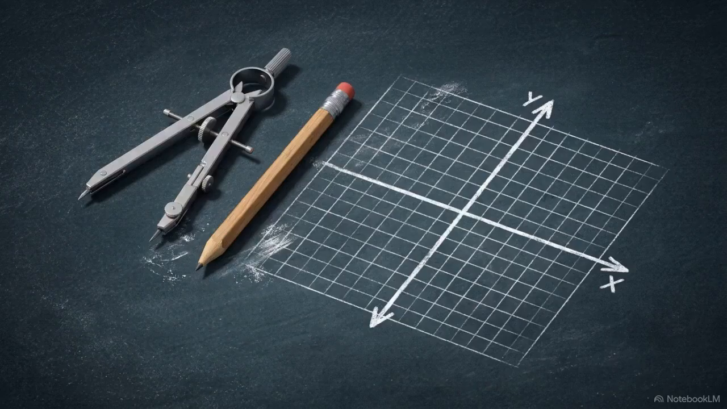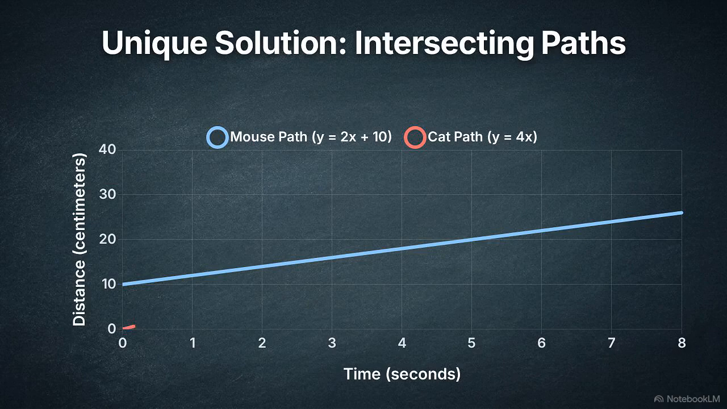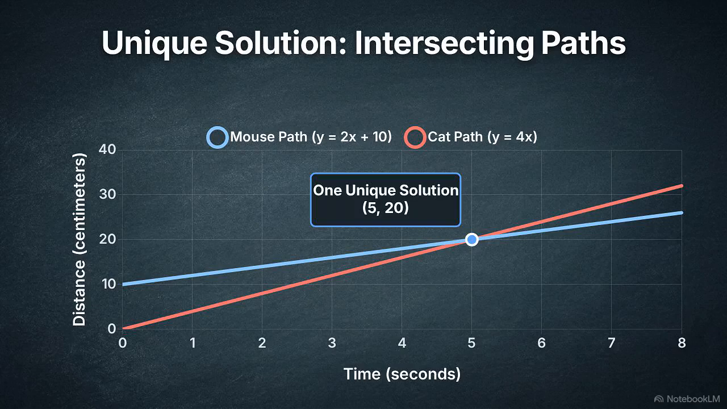We can take this algebra and turn it into visual geometry by plotting these mathematical profiles onto a Cartesian graph. This graph tracks their paths. The mouse's line starts at 10 and climbs slowly. The cat's line starts at 0 and climbs steeply until they cross. That intersection represents one unique solution. The physical capture is a mathematical certainty.